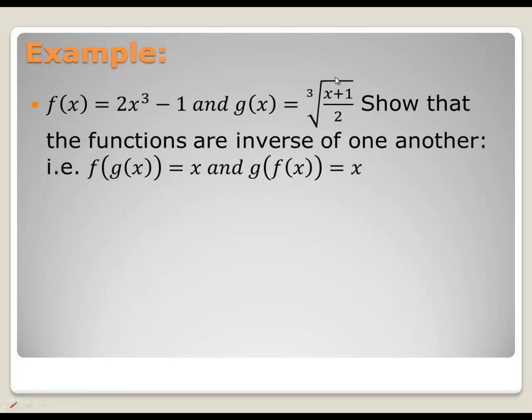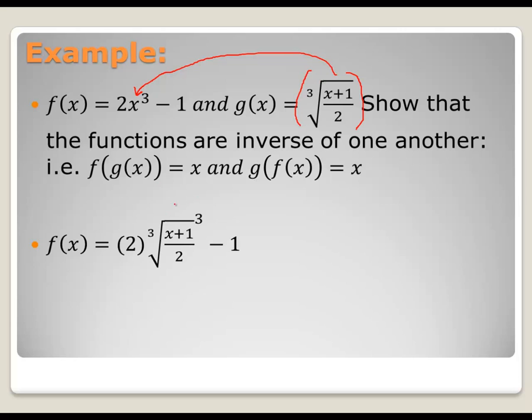I think I have a little pen tool. Okay, there we go. This goes directly into here, and so we plug it into the function itself, the whole entire thing, which looks like this. So now we have this big thing here. Probably should put some parentheses around it, and the cube root cubed is going to undo itself.